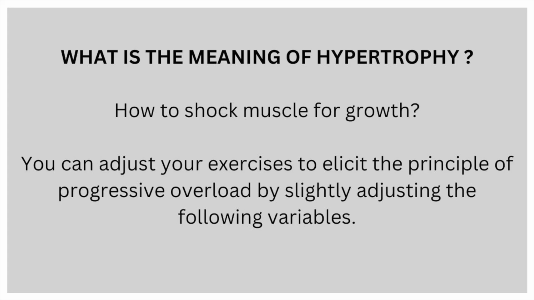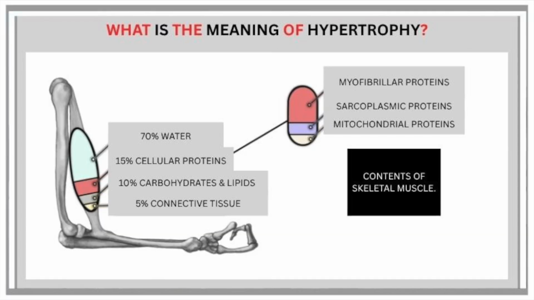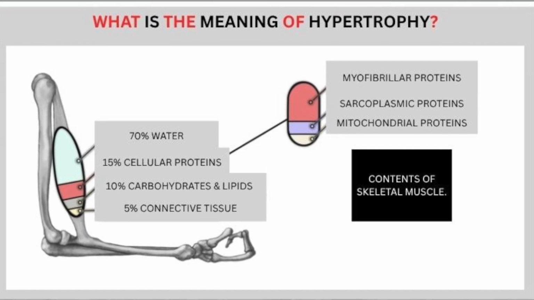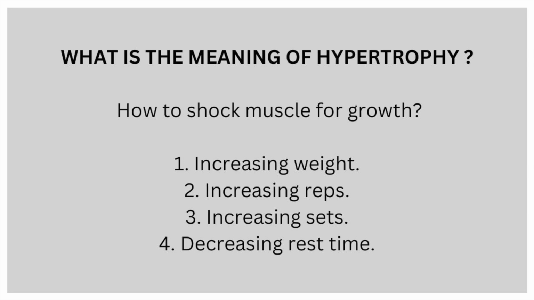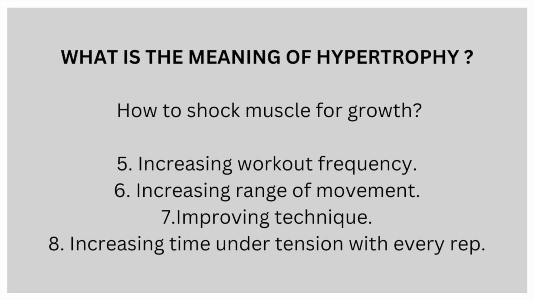Here's how you can shock the muscles for extra growth. You can adjust your exercises to elicit the principle of progressive overload by slightly adjusting the following variables. You can increase the weight, also increase the reps, followed by the sets, and you can decrease rest time. Increase the workout frequency. Range of movement can be increased also.